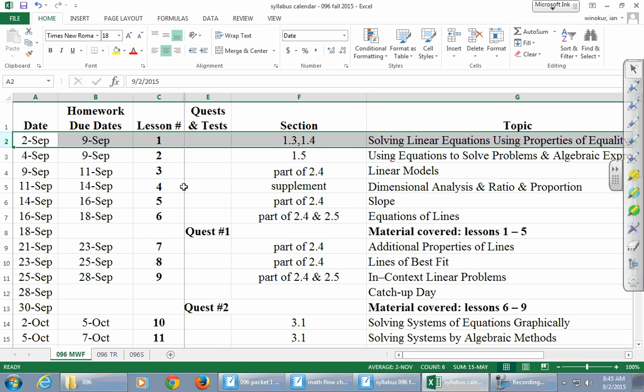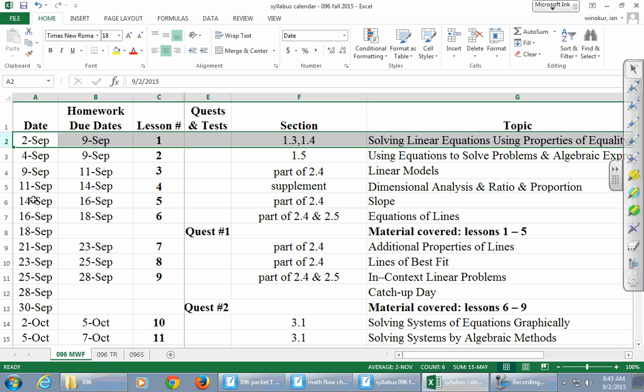So there's lots of info. We'll look at this calendar a bunch during the semester, but today is September 2nd. And the homework assignment that we're assigning at the end of class today is due September 9th. That's 1 week from today. That is a lot longer than I normally give for homework.